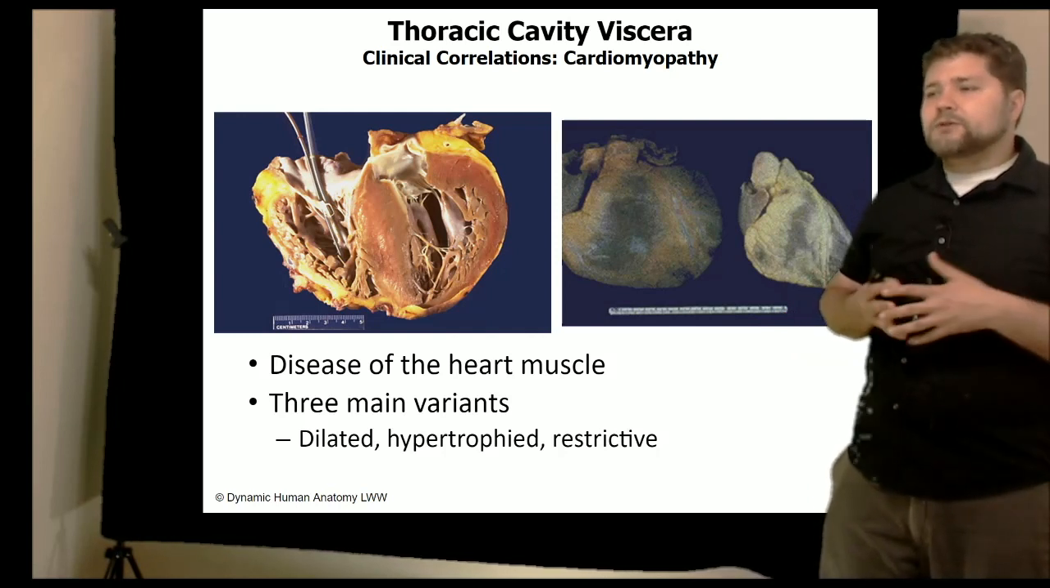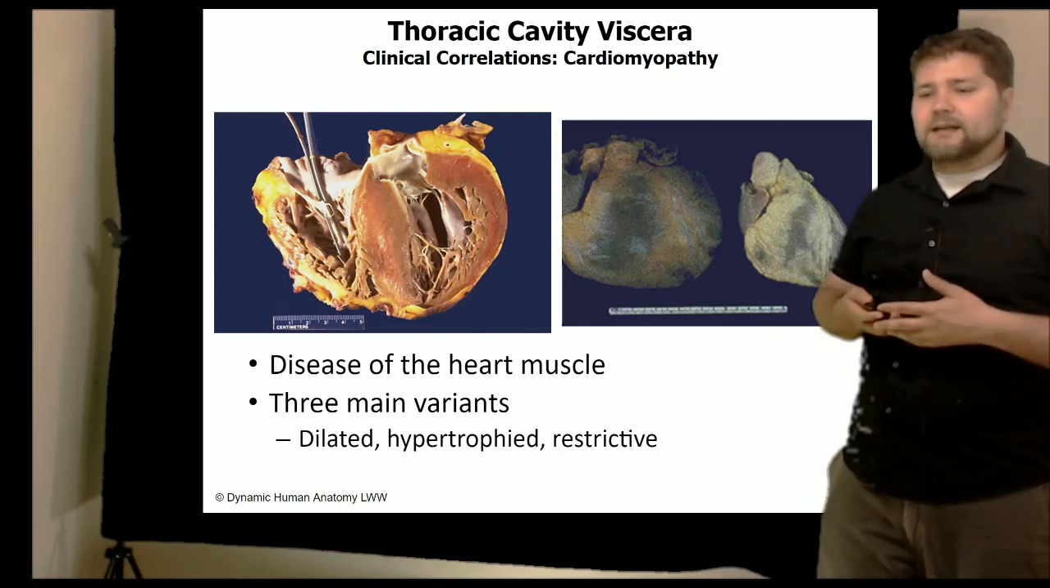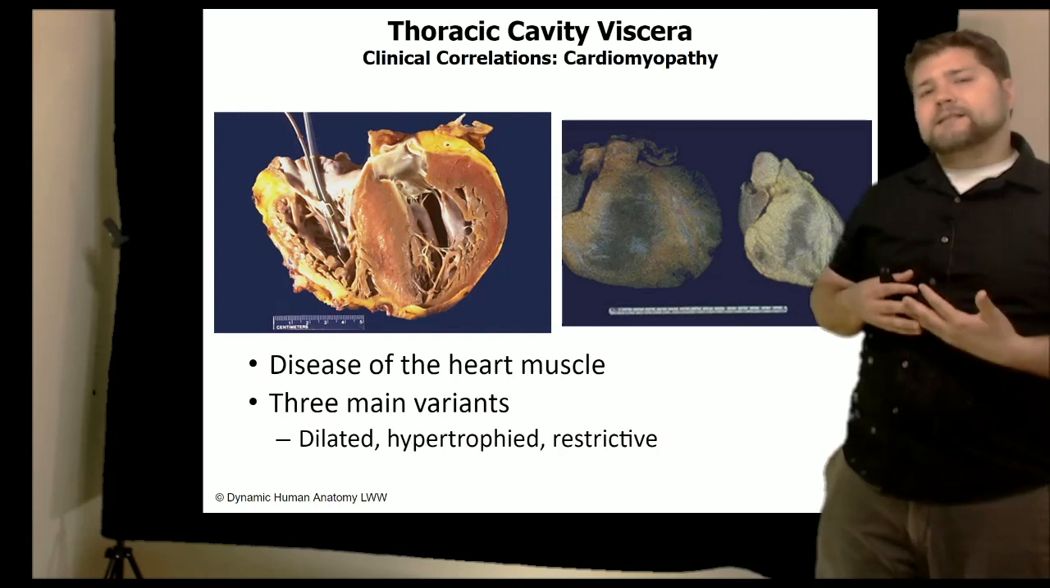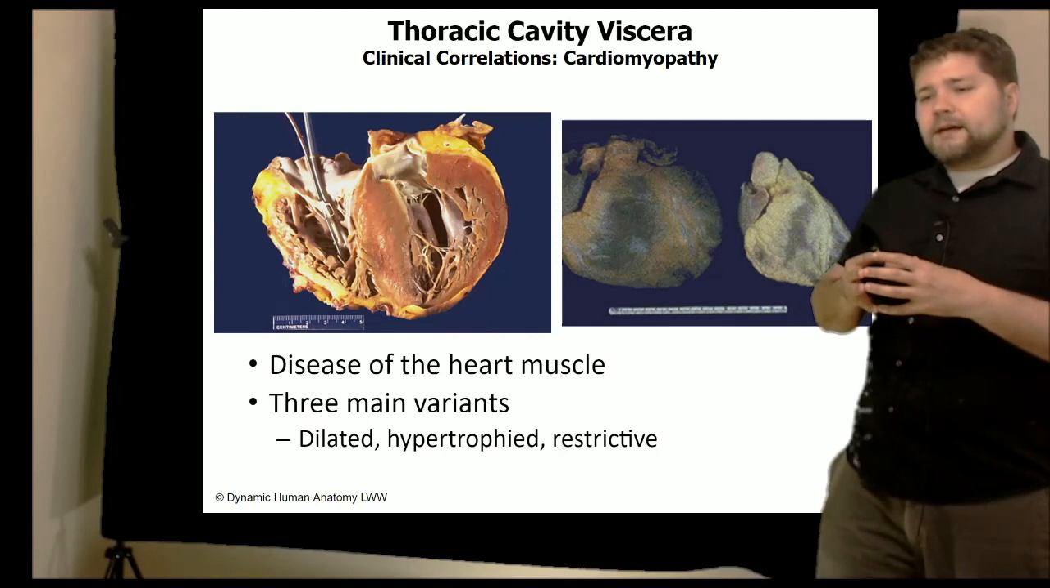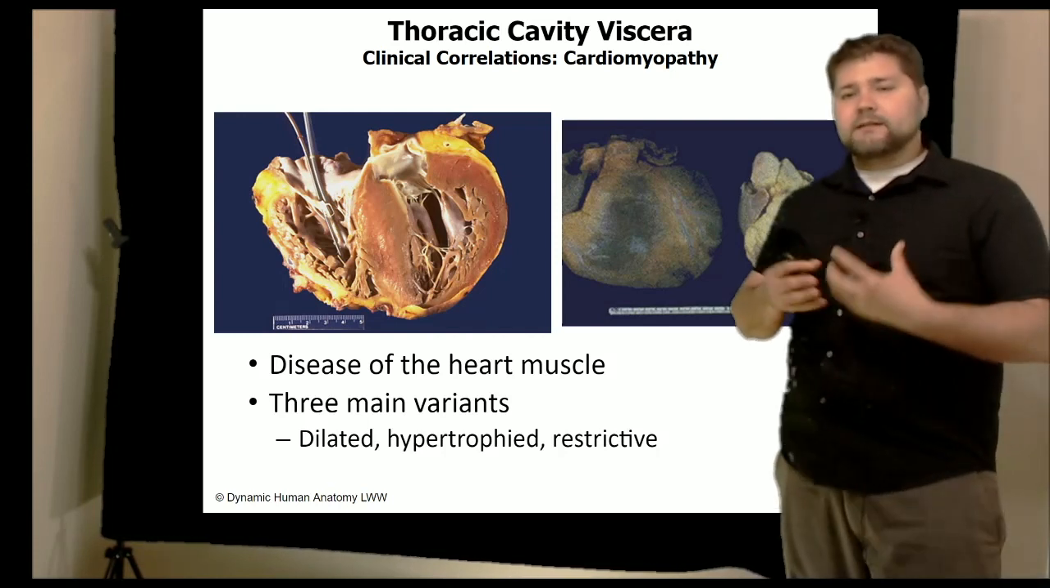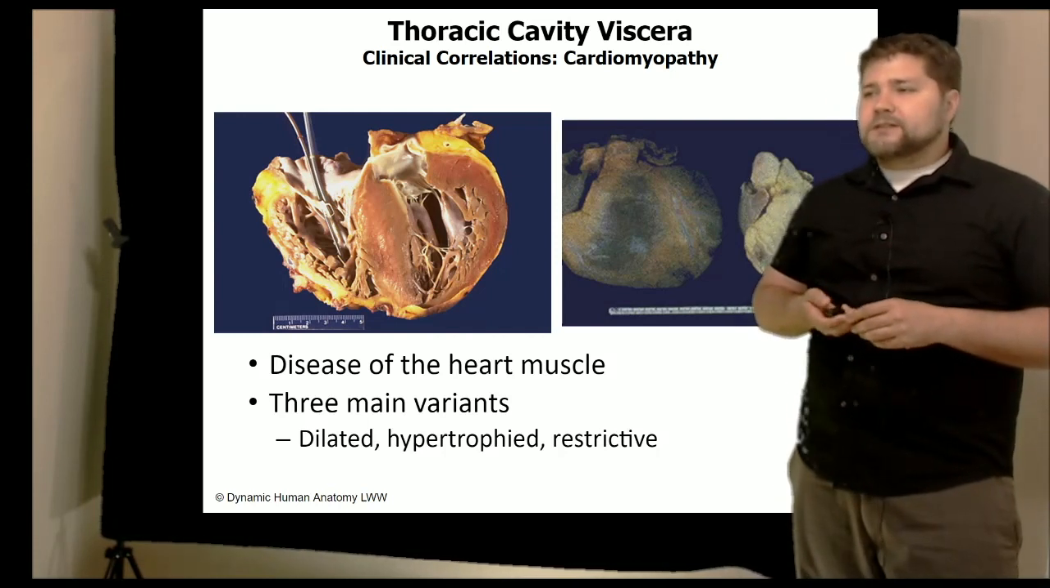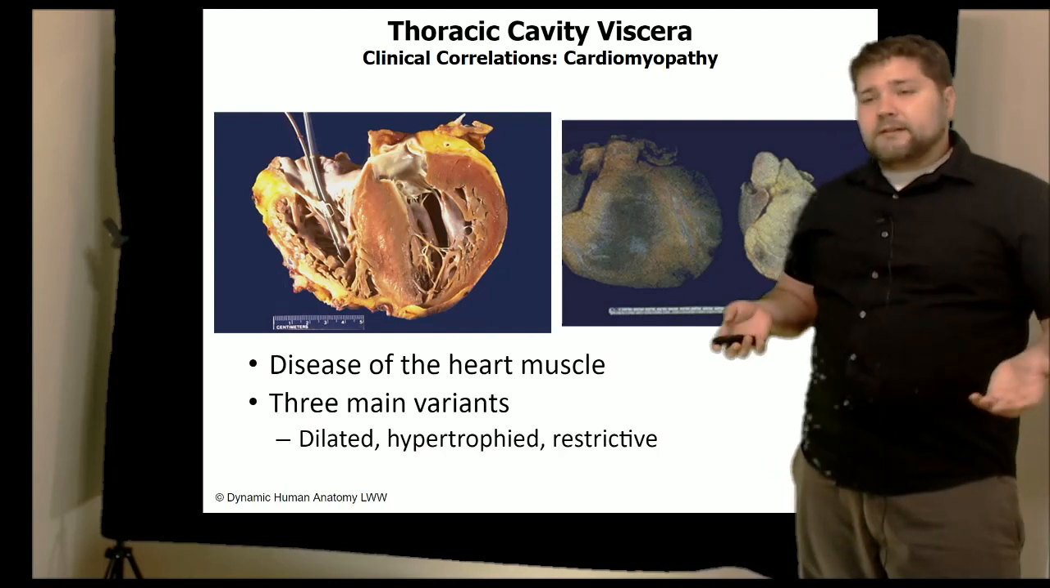And the restrictive is usually associated with some specific diseases like amyloidosis. Something gets deposited into your heart muscles, and that pumping action basically gets inhibited. So those are just a couple of diseases that you can get. But other than that, that is heart.